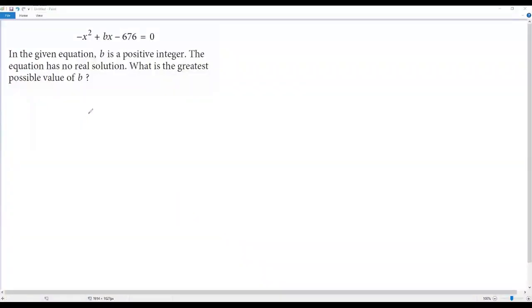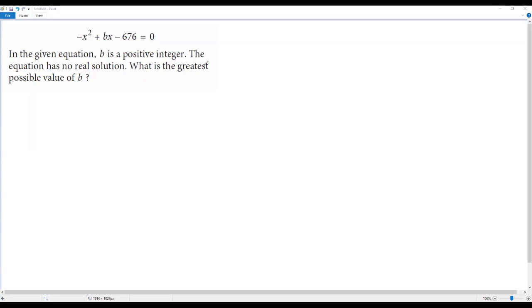Here we have a SAT math question. Okay, let's go through the information. Negative x squared, plus bx, minus 676 equals 0. In the given equation, b is a positive integer. The equation has no real solution. What is the greatest possible value of b?